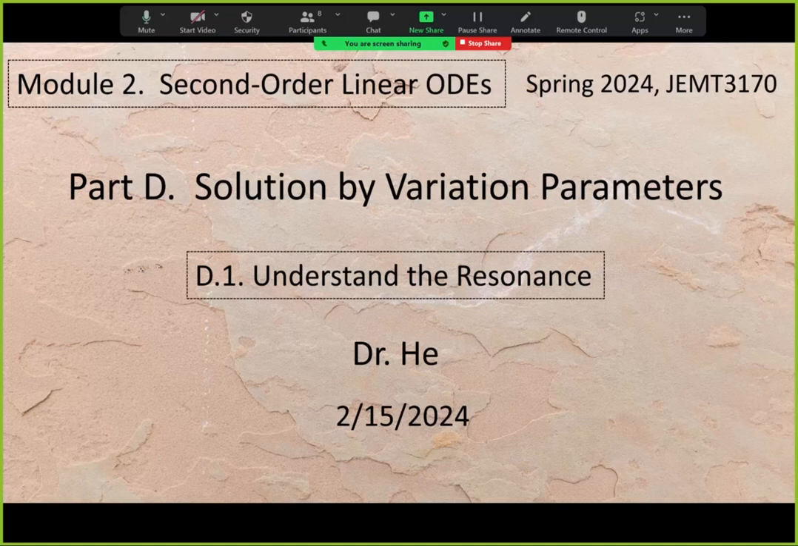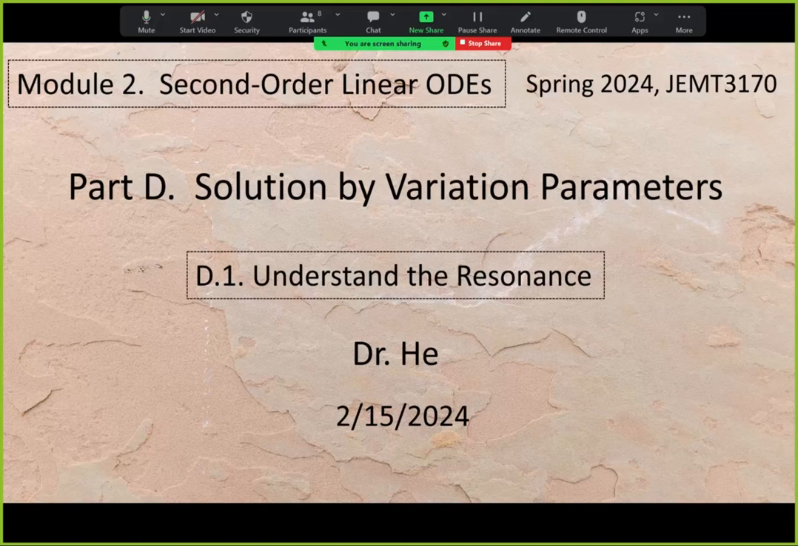Part D, solution by variation of parameters. D.1. Before we get to our main topic today, I'd like to talk about 2 questions we did last time, because last time we didn't have enough time to explain. So let me explain these 2 questions first.